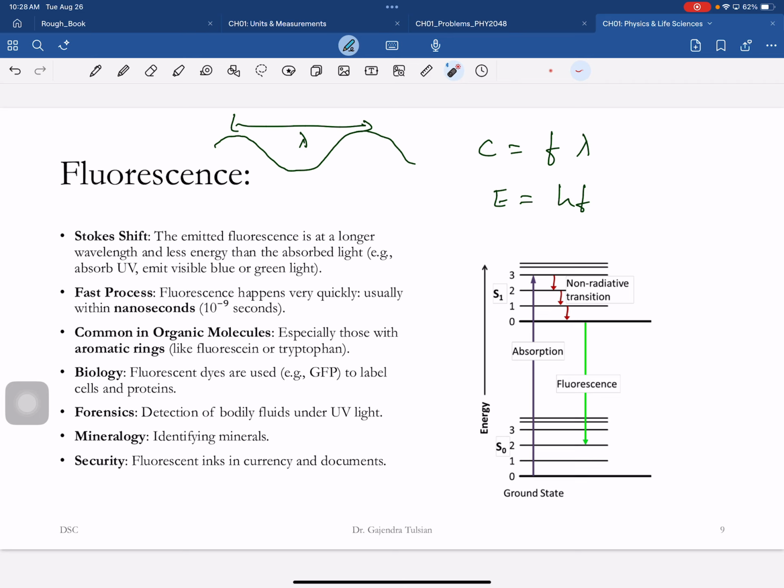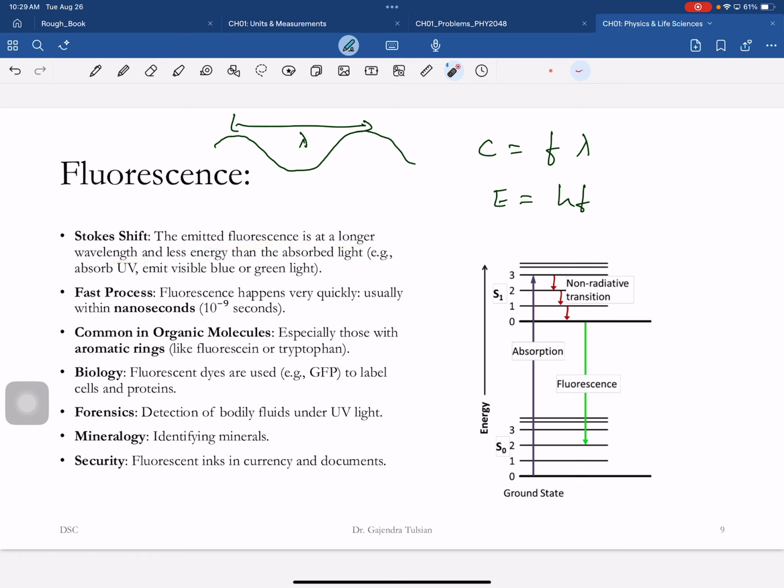Red light has longer wavelength than blue light. It has less energy than blue light. So you see, this is higher energy, lower wavelength; lower energy, longer wavelength. So the emitted fluorescence is a longer wavelength and less energy than the absorbed light, UV light.